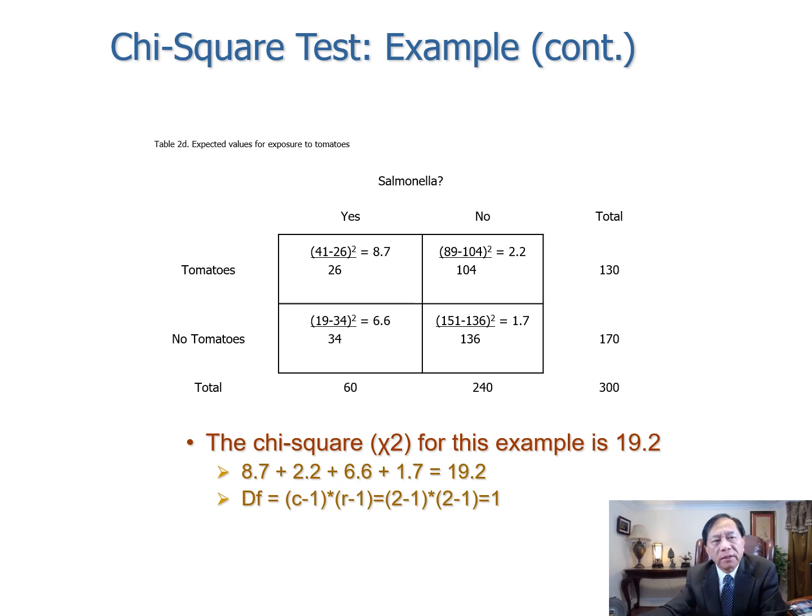Okay, and then we need to find out the degrees of freedom here. Degrees of freedom is C minus 1 times R minus 1. C, of course, there are two columns, so 2 minus 1. Rows, we have 2 rows, 2 minus 1, then it's just 1.